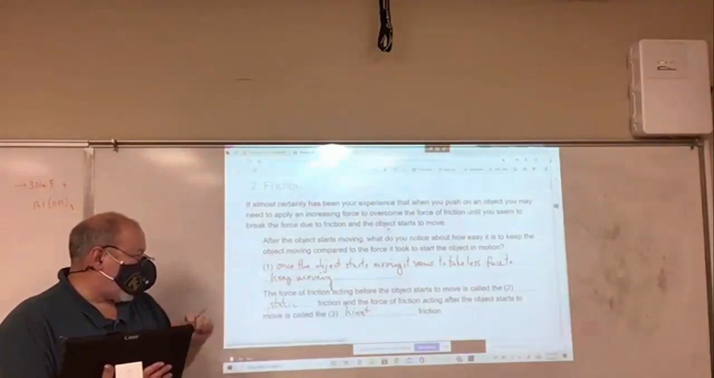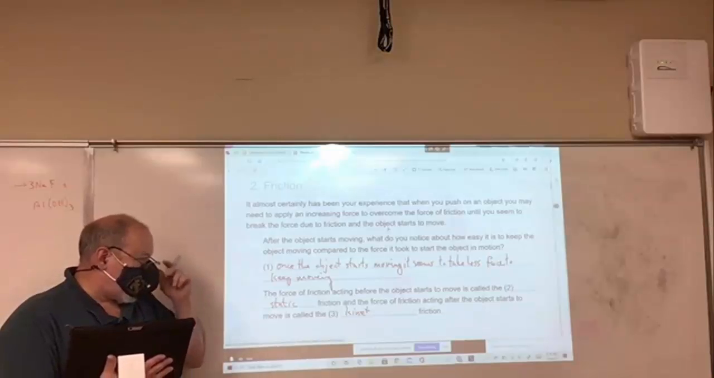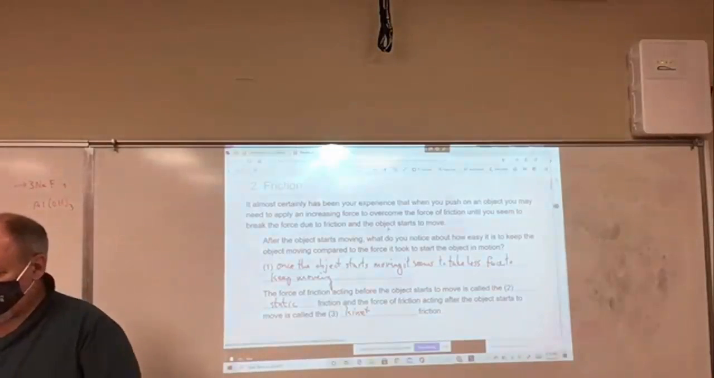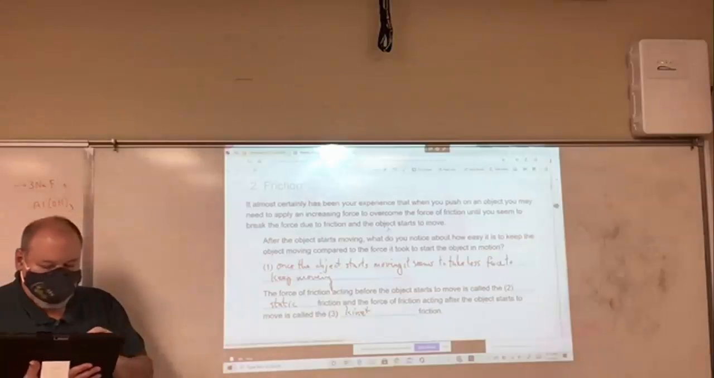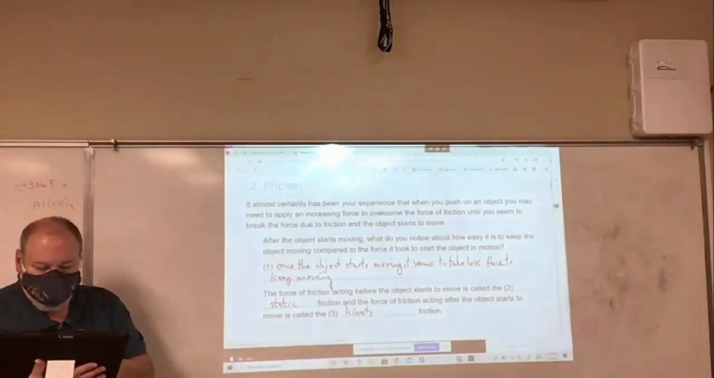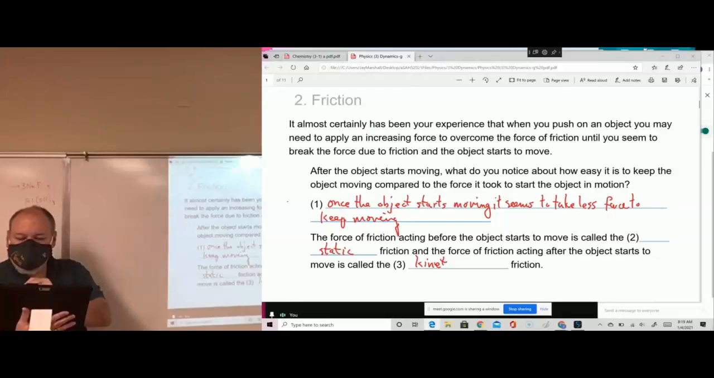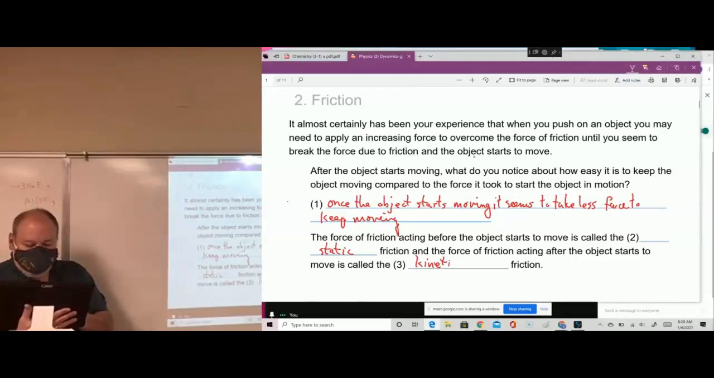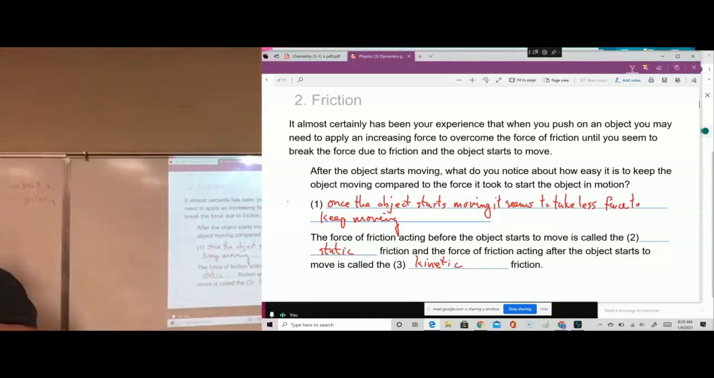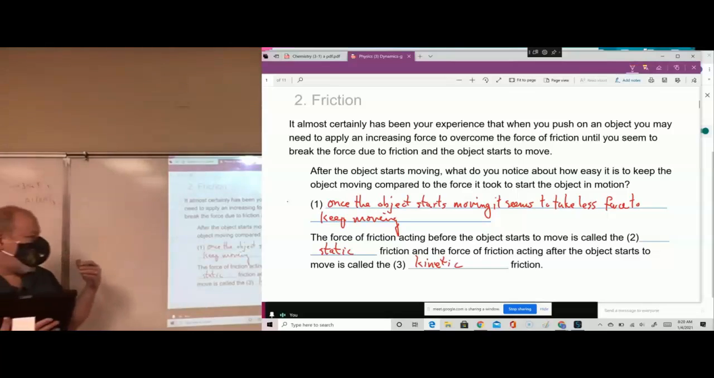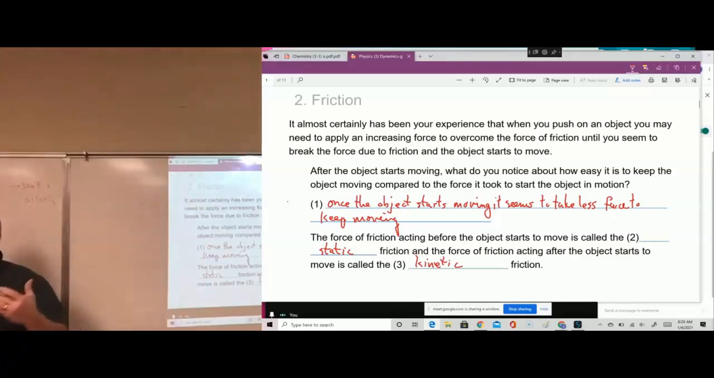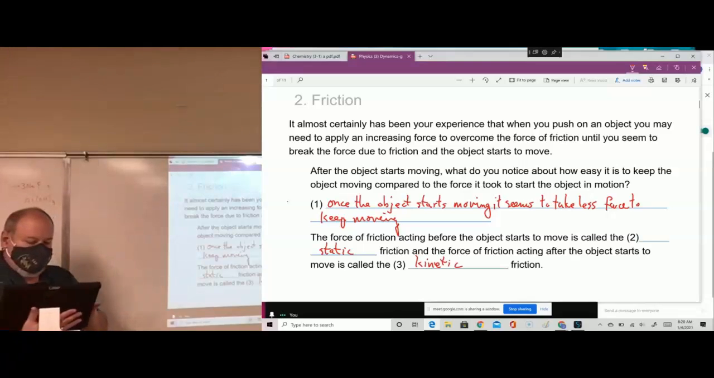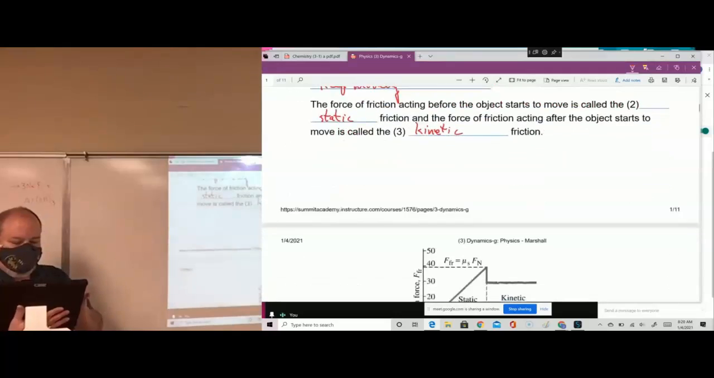And so we're going to call the force of friction acting before the object starts to move the static friction, and we're going to call the force after it starts moving the kinetic friction. And that makes sense. What does the word static mean? Not moving. Not moving, okay? It's still. It's in a state of stasis, right? It's static, it's not moving. And kinetic means that it is moving.